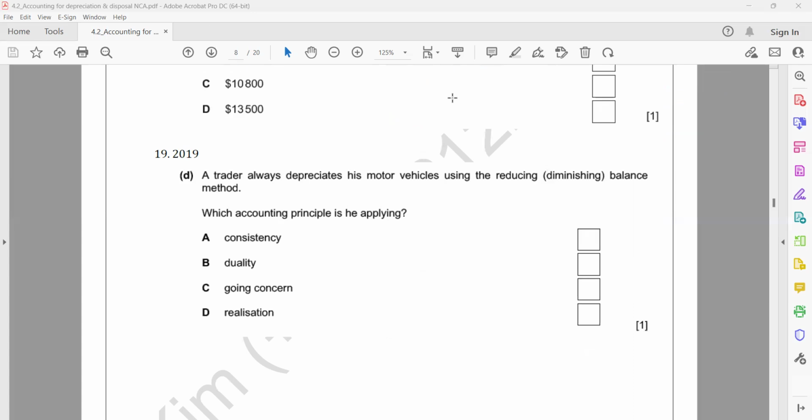19. A trader always depreciates his motor vehicle using the reducing balance method. Always depreciate using this. Which accounting principle is he applying? He always uses the same method. Marco, what is the answer? Trisha, what is the answer? A. Yes, consistency. Same method, consistency.